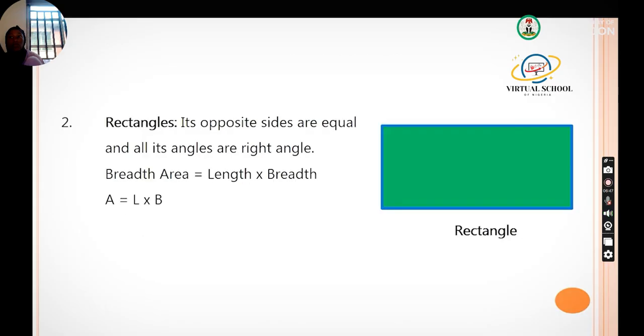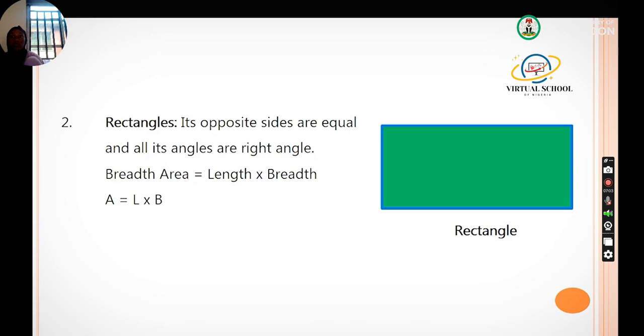Moving forward, rectangle. Its opposite sides are equal. Now, this is opposite to this. This is opposite to this. So the opposite sides are always equal. And its angles are right angles.